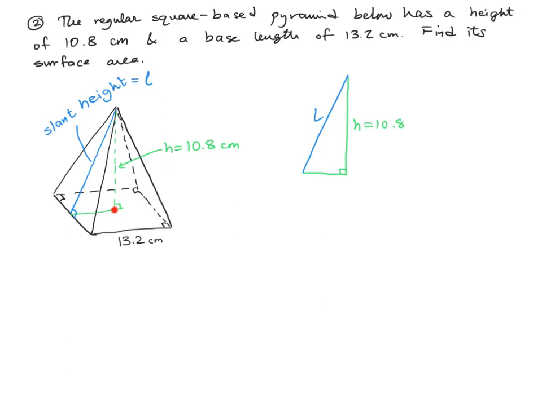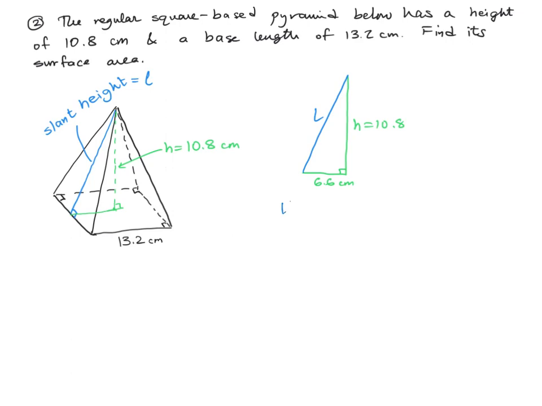Well, that should be right in the middle of the base of that little square. So that distance should be exactly half of that 13.2. So it's going to be 6.6 centimeters. That's 13.2 divided by 2. And now that I have that, and I know of course there's a right angle right there, I can use the Pythagorean theorem to work out what the slant height is going to be.